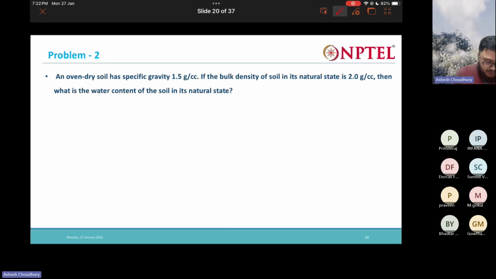Now next question. An oven dry soil has a dry density of 1.5 gram per cc. If the bulk density of the soil in natural state is 2 gram per cc, then what is the water content of the soil in its natural state? So the dry density is given as 1.5 gram per cc. We need to find out the water content of the soil in natural state.